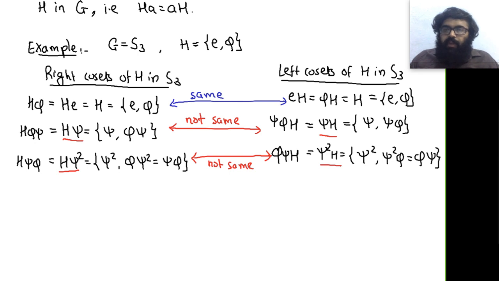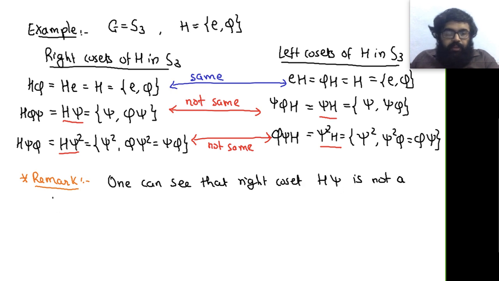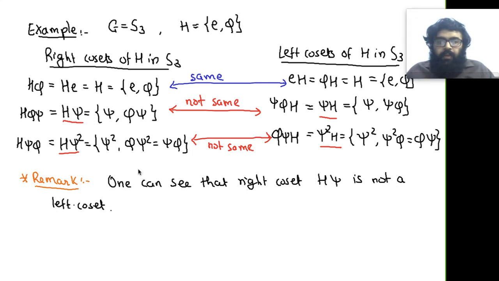Not only this, one thing we can see more is this. So let me write a remark. One can see that the right coset, for example, the right coset H psi is not a left coset. Now we are not talking about psi H. Right coset H psi is not a left coset at all. It is not in the list. H psi is certainly not equal to psi H, we saw this last time also. But what is to be noted here is that this thing, H psi, it is not there anywhere in the list.